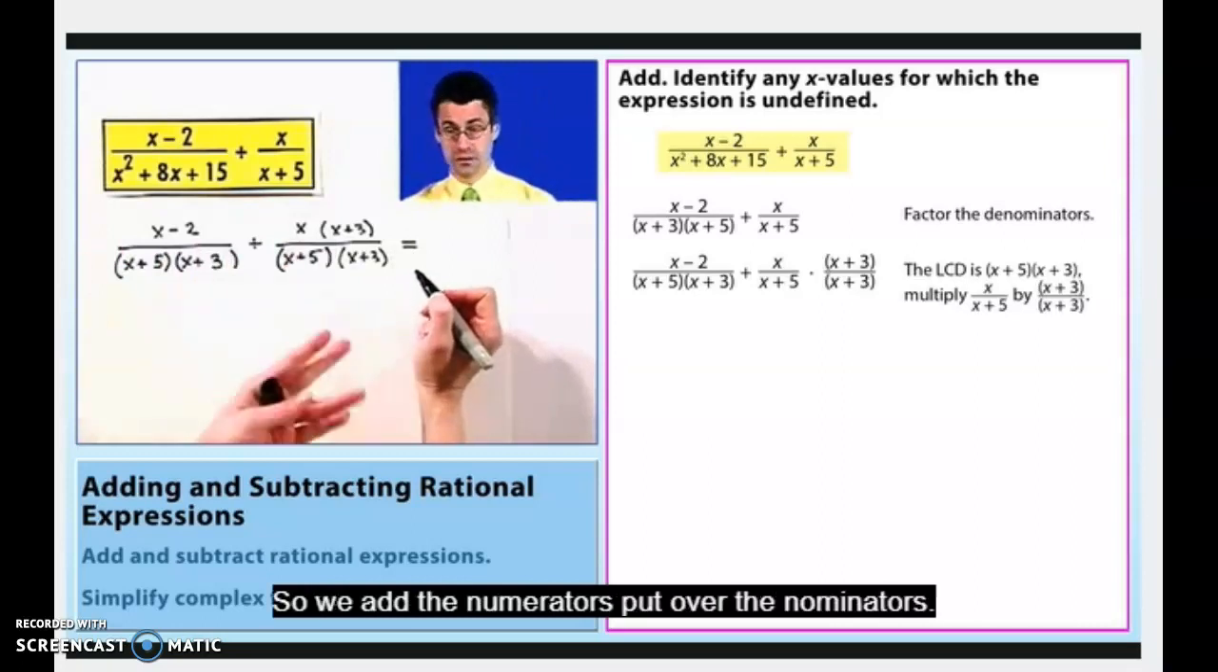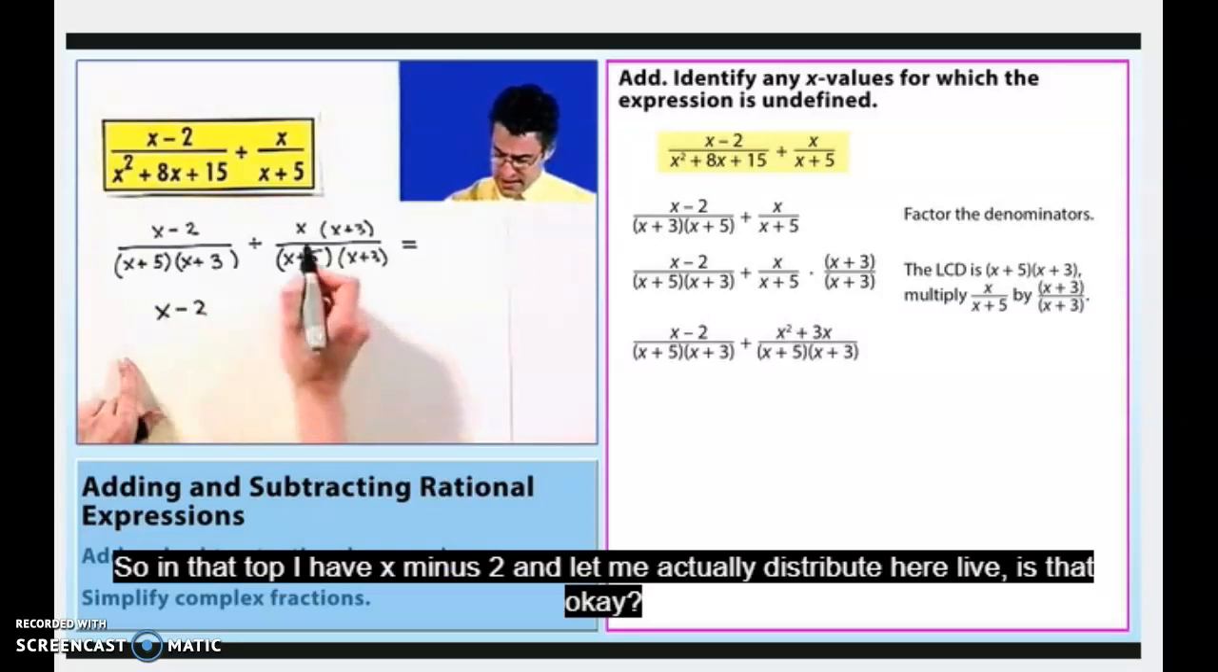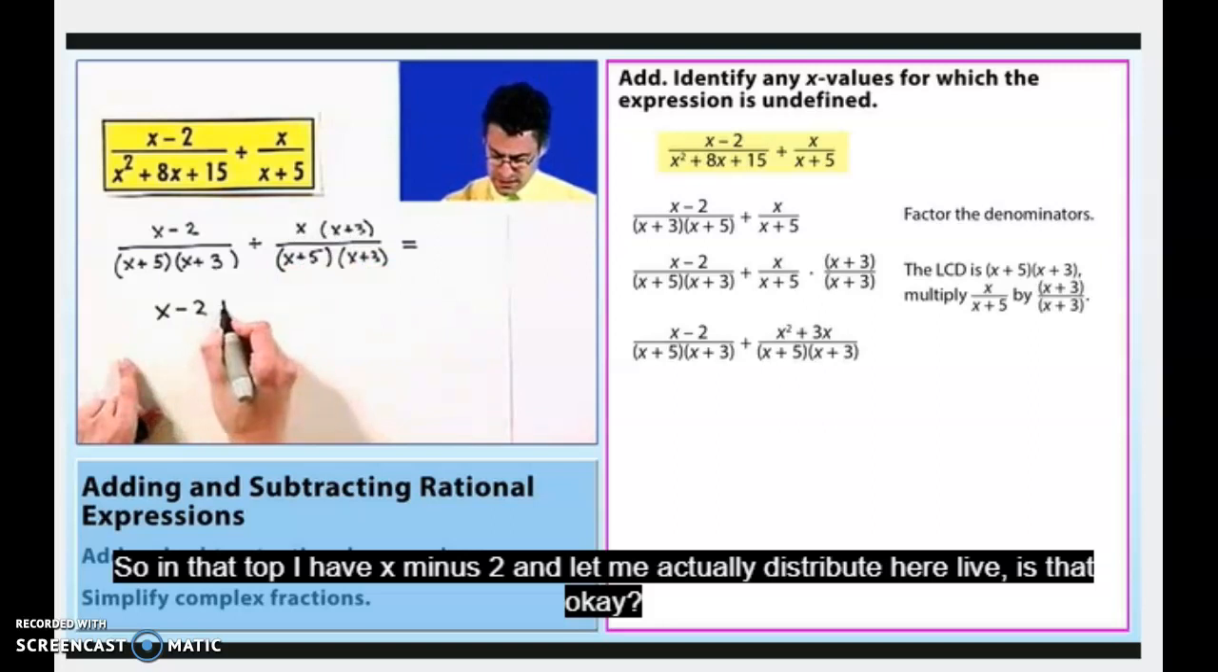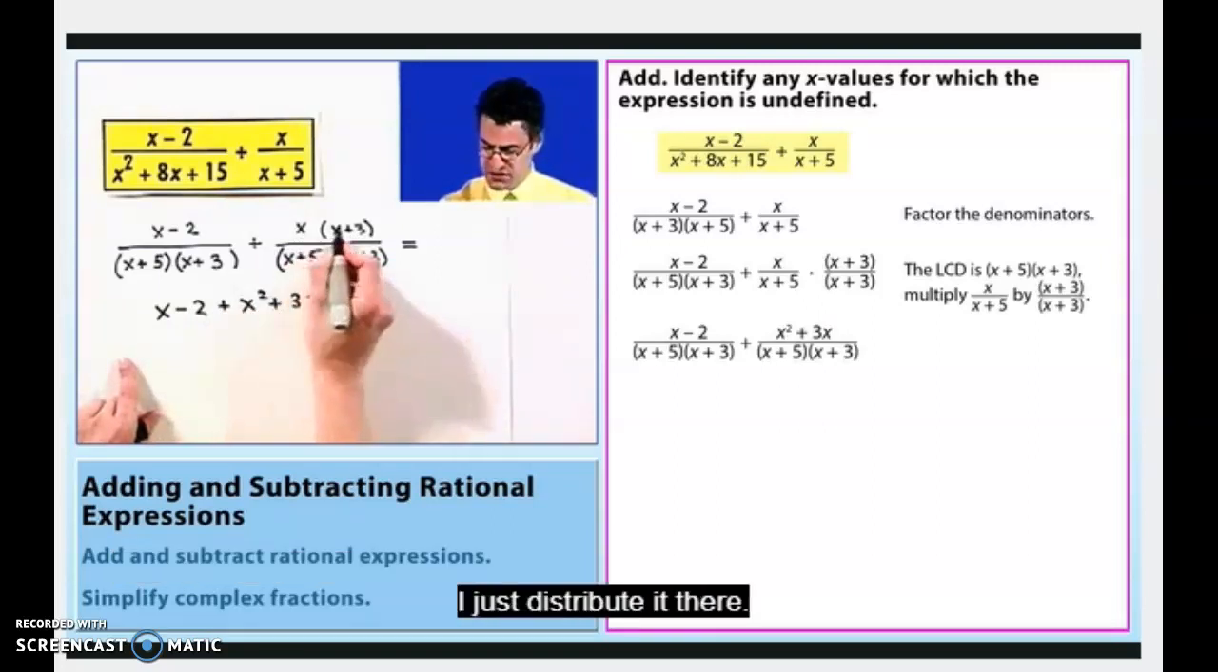So we add the numerators, put over the denominators. So in the top, I have x minus 2. And let me actually distribute here live. Is that okay? x squared plus 3x. I just distributed there.